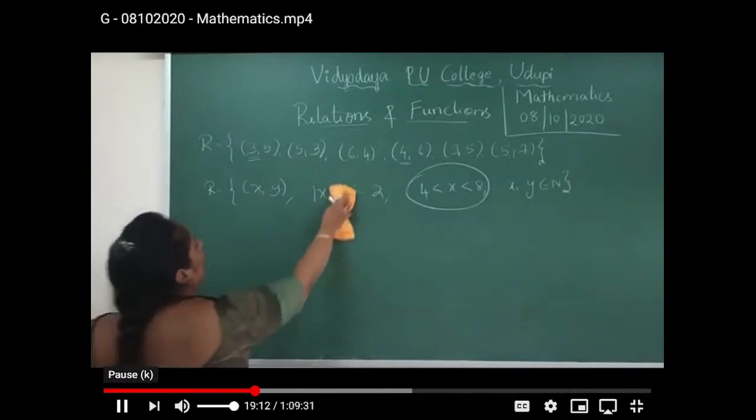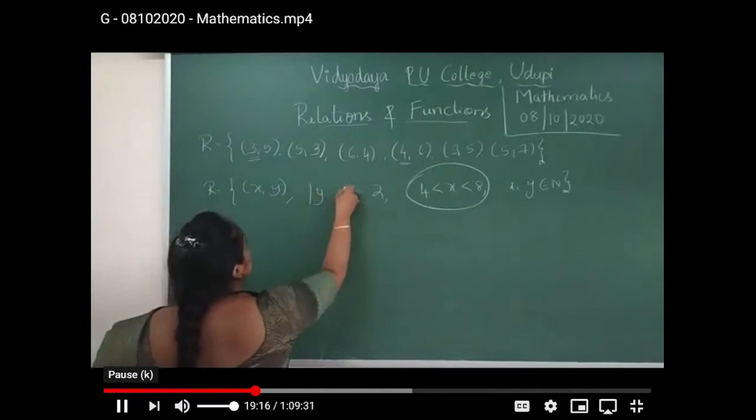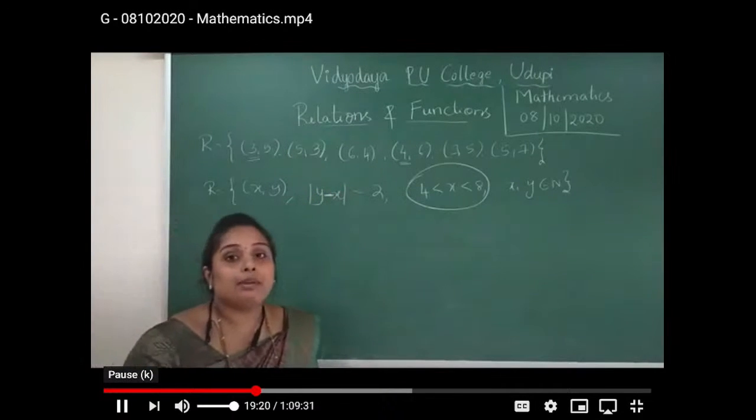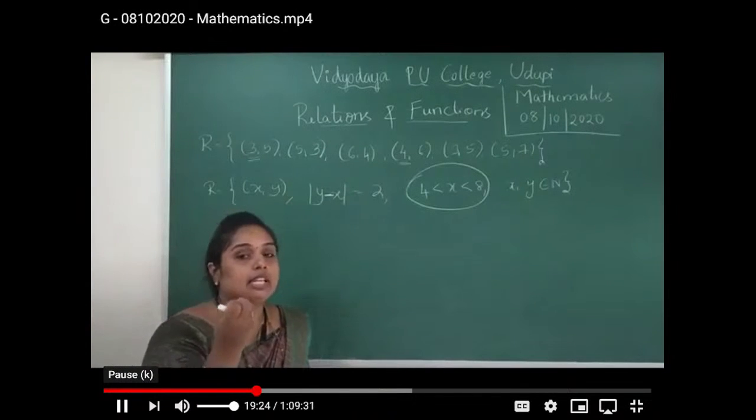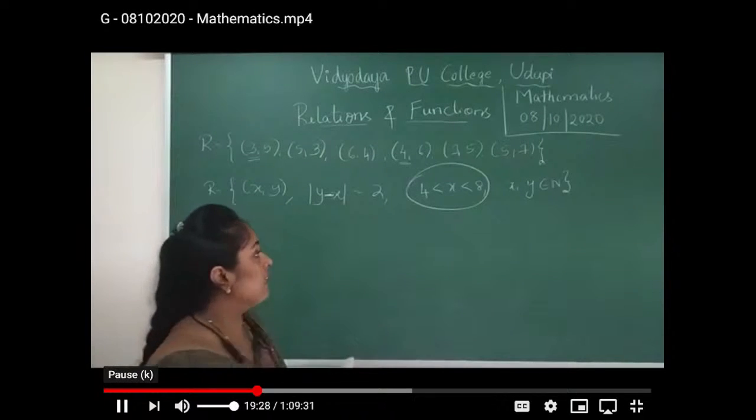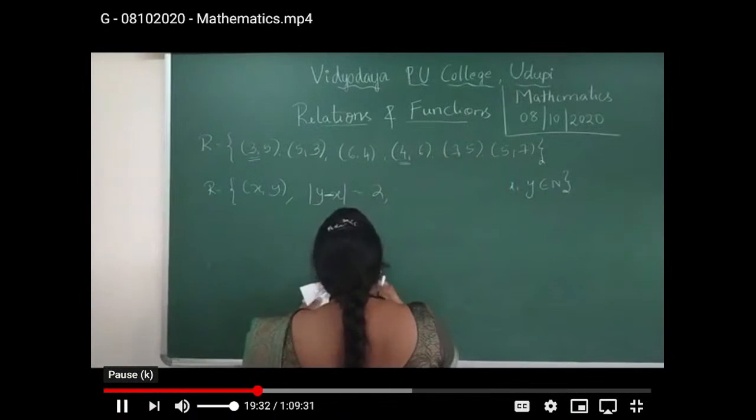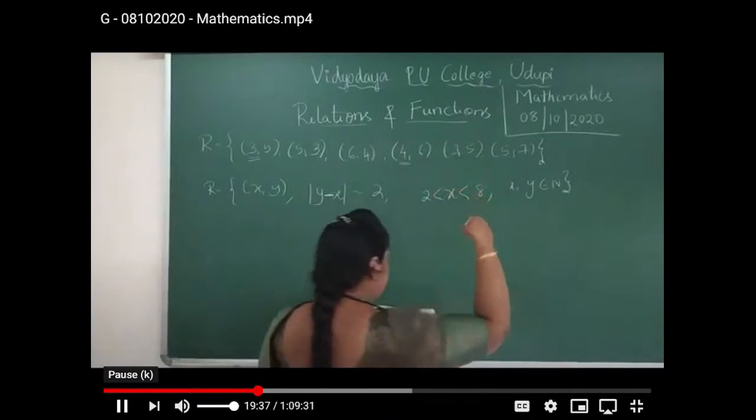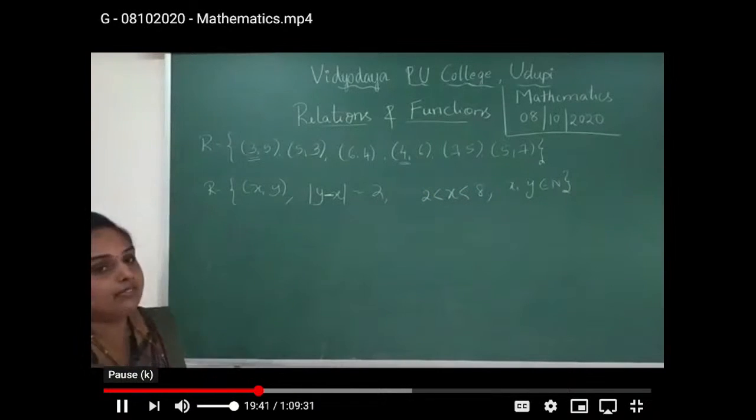What is that? Mod of y minus x is 2. Mod of x minus y and mod of y minus x are one and the same, because inside the modulus, the negative sign is neglected, right? And what is given here is x is greater than 2 and less than 8. Now let us check whether this option is satisfying.